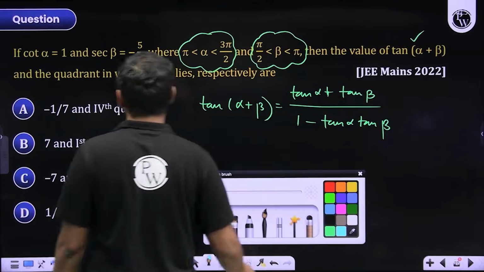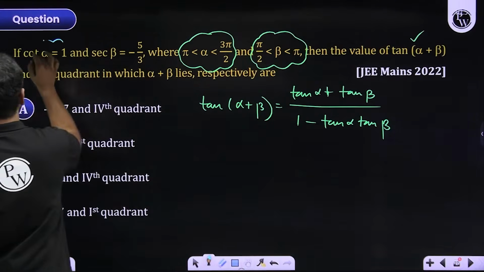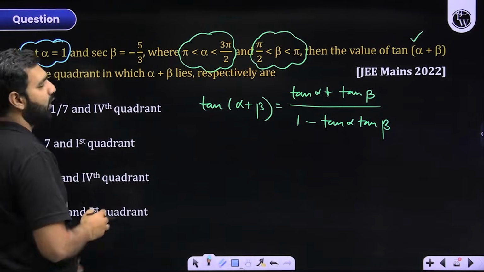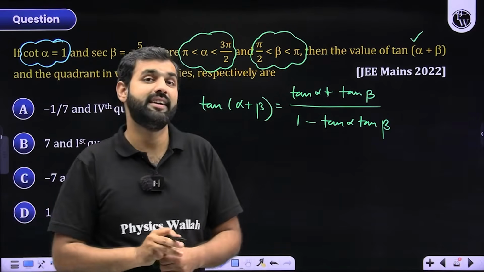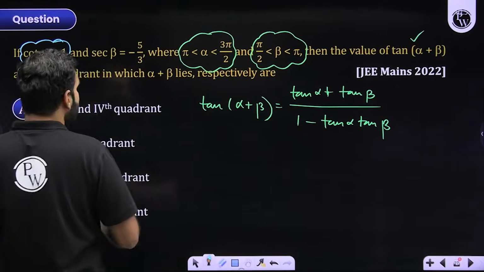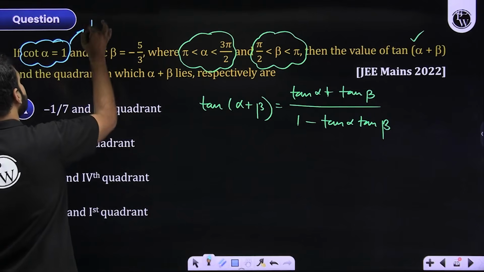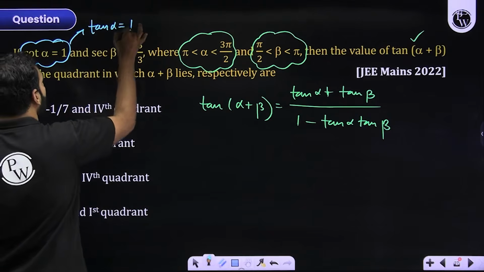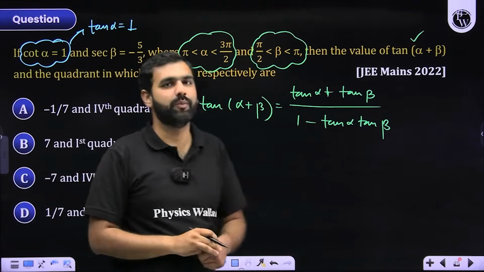Here, when somebody says cot alpha is 1, then I won't hesitate in saying that tan alpha will be 1 upon cot alpha. If cot alpha is 1, you can unhesitatingly say that tan alpha will also be 1. Did you get that part? I hope there is no confusion on that.